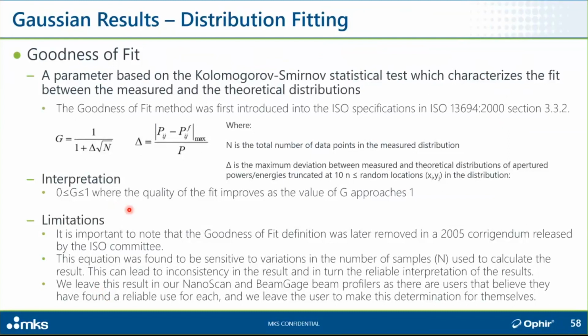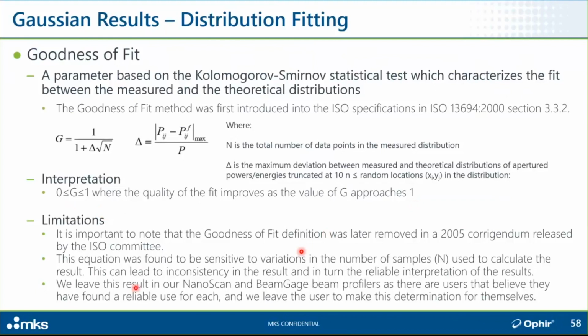So goodness of fit is a parameter based on a popular statistical test which characterizes the fit between the measured distribution and a theoretical distribution. It measures how close the two distributions are to each other. The result is a value between 0 and 1, where the quality of the fit improves as the result gets closer to 1. So it is important to note that that definition was removed in 2005.